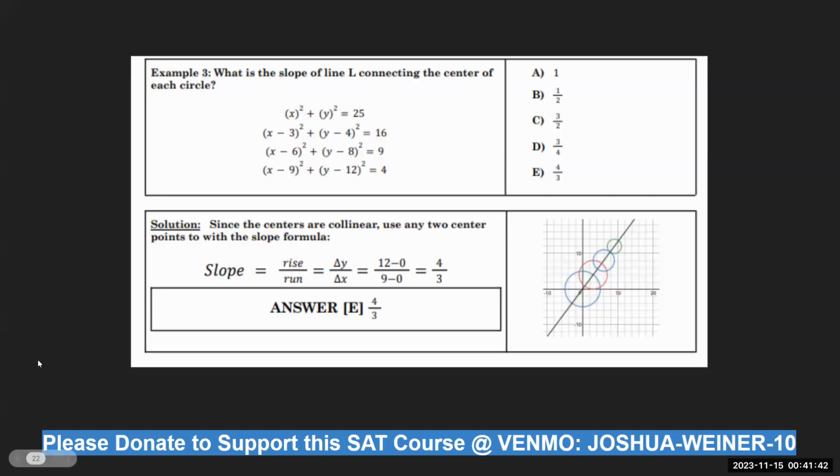It's an unusual advanced question for the SAT. You just simply find the slope between the centers. I will pick them all up.